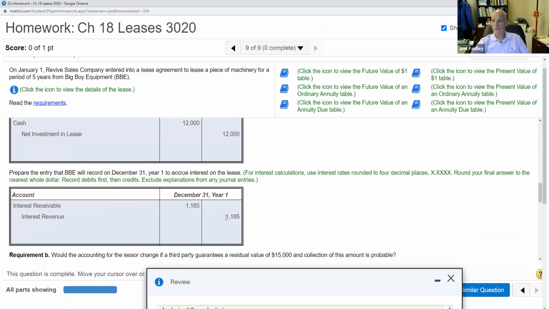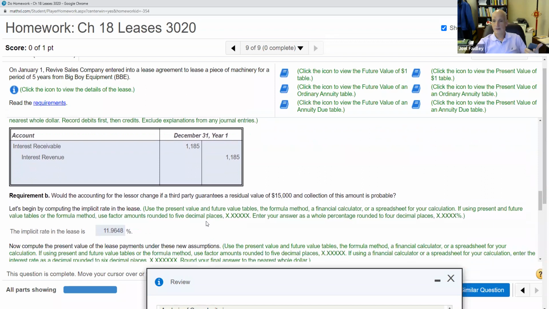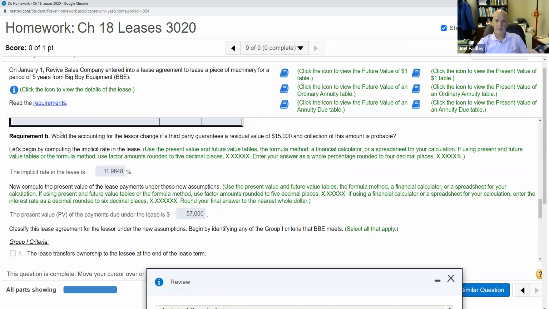There's my interest revenue. Again, this is BBE, this is their books, the lessor. If this was the lessee, Revived Sales Company, this same calculation here would be interest expense. Also be a debit on their books, right? Not a credit. All right, so then that brings us to part B, and they've changed it.